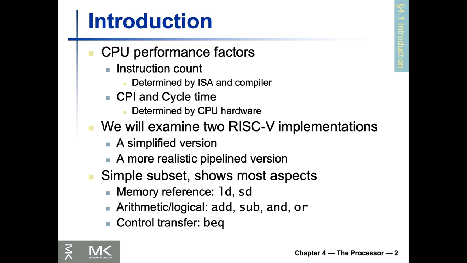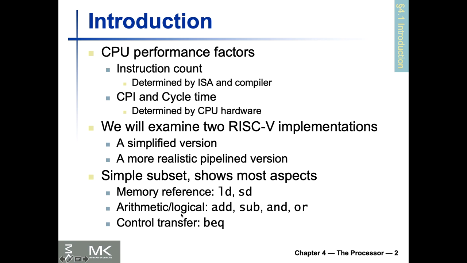We talked about the CPU performance factors. That comes from the number of instructions, the instruction count. The instruction count is determined by the ISA and the compiler. So these two factor into the number of instructions you have to run. And CPI and cycle time are determined by the CPU hardware, right?